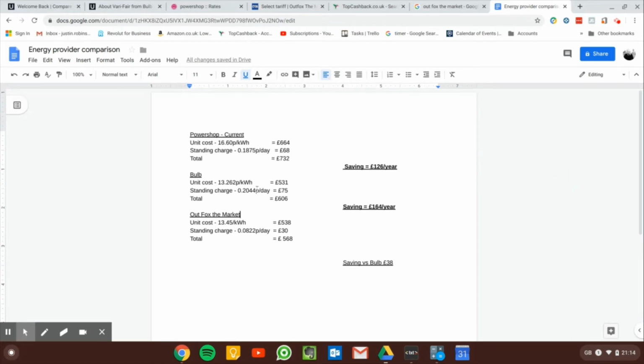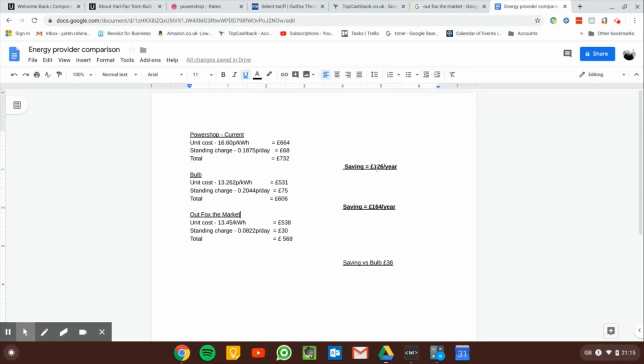But you'll notice that the number that's really significant is the unit cost, because we're timesing that by 4,000 and only timesing the day cost by 365. So add those two up and the comparison price is there. So I would save £126 per year if I moved to Bulb. Pretty significant saving, and I would be inclined to do that.